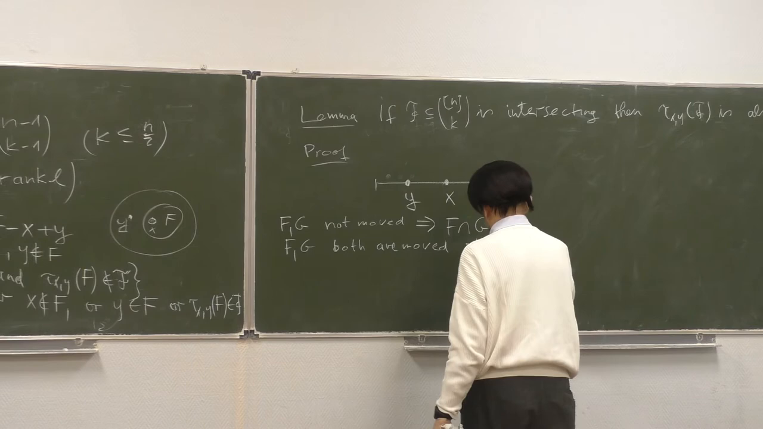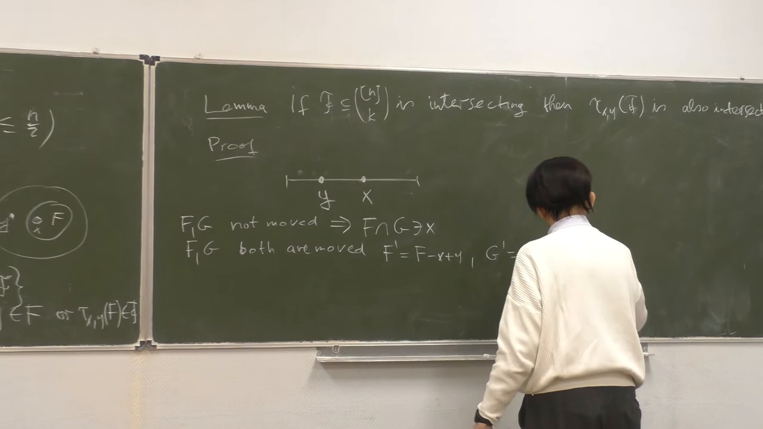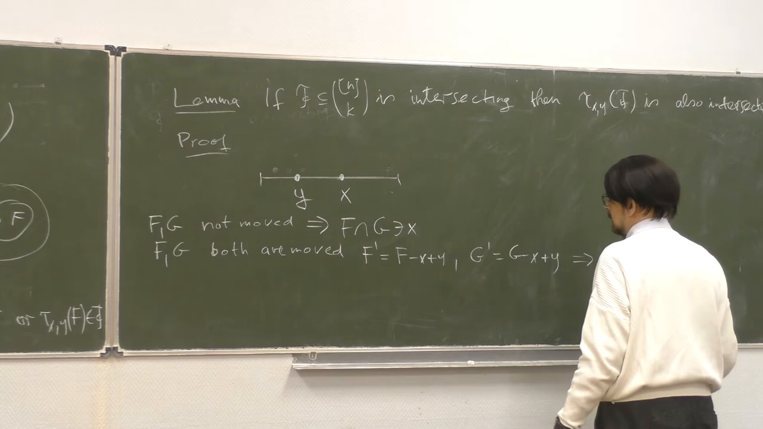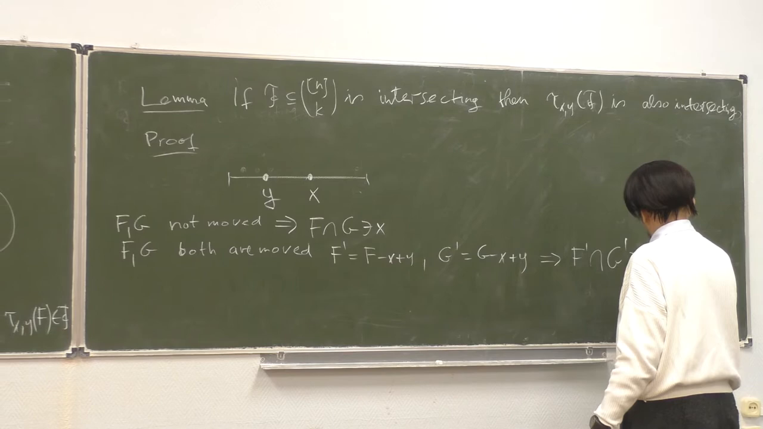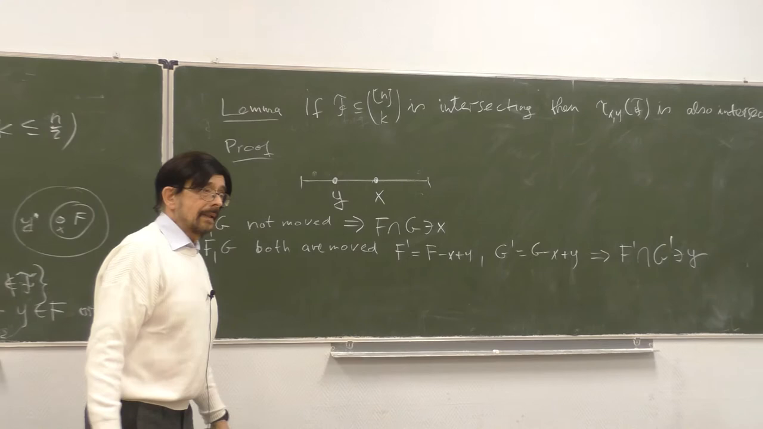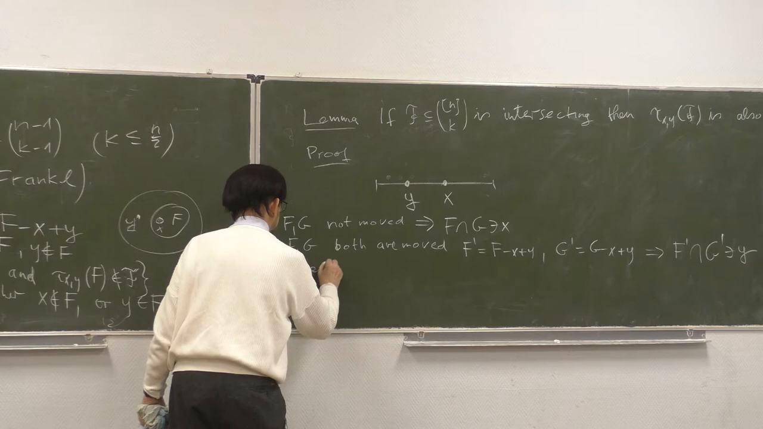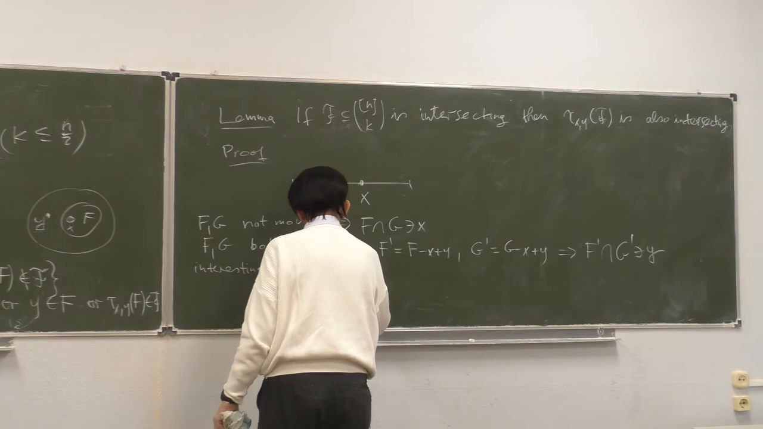F minus X plus Y, G prime is G minus X plus Y, and then F prime and G prime both contain Y, because we moved both of them, and the modified members will contain Y. So these are trivial, the only interesting case is when one is moved, the other is not.